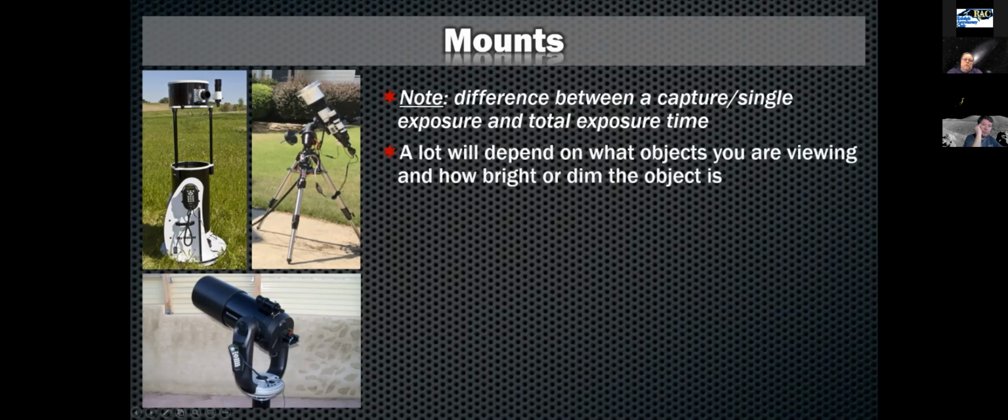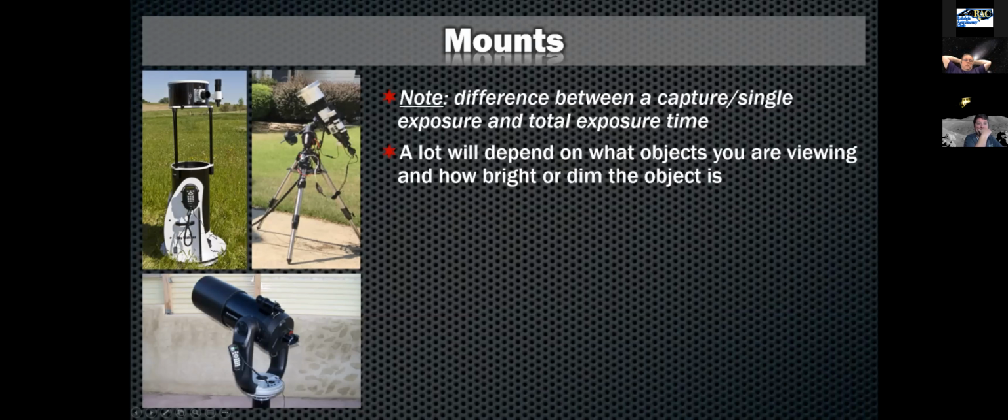But the mount that you have, or the mount that you should get, will depend a lot on the objects you're viewing or trying to capture and how bright or dim that object is. So a Dobsonian absolutely will work just fine for EAA, but you will be limited in the amount of exposure time, even in your single capture exposure. In other words, the object is going to move out of view. So you're going to have to capture those views very, very quickly, versus the telescope that tracks.